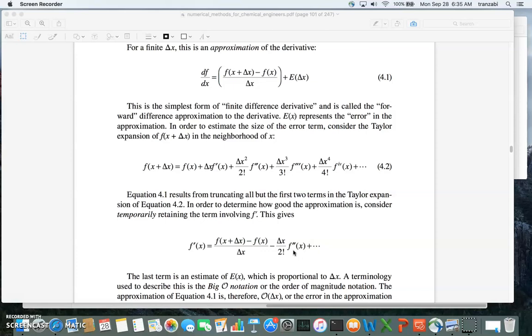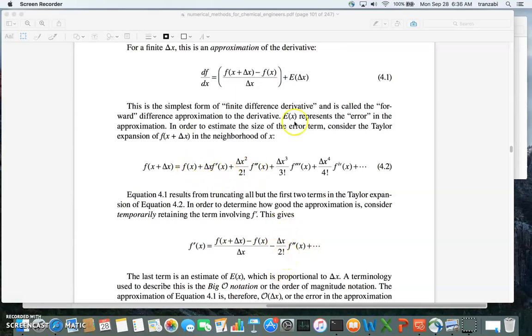Okay. So what I did was I truncated this series up to here, then subtract f(x) from both sides, then divide by del x, right? Okay, and then I subtract del x over 2 factorial times f prime of x from both sides again. So that is where I subtracted.